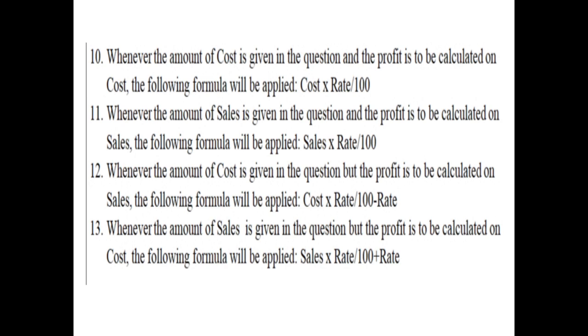For example, if the amount of sales given in the question is 20,000 and the profit to be calculated on cost is 10%, then your formula will become 20,000 of sales multiplied by the rate, that is 10, upon 100 plus rate, that means 100 plus 10, that is 110. So the formula will become 20,000 into 10 upon 100 plus 10. This is the formula which you need to remember. These four formulas are very, very important because sometimes short questions are asked on this basis as well.